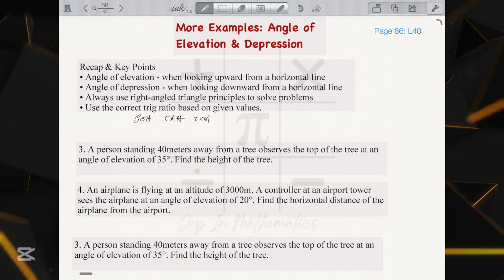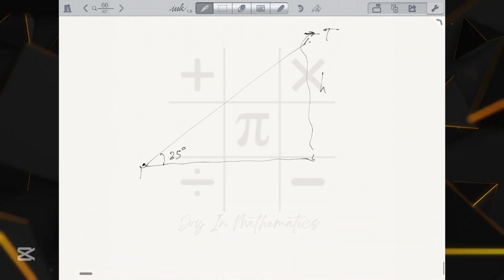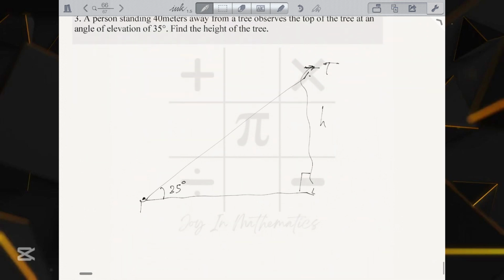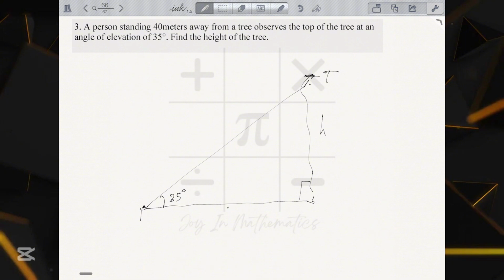always use the right angle triangle principles to solve problems. So we have the right angle triangle here. It's simple. We are looking for the height of the tree. The distance away from the tree is 40 meters. And we have an angle of elevation of 35 degrees. What is the height of the tree? This is the opposite. H is the opposite, 40 is the adjacent, and we have the hypotenuse.